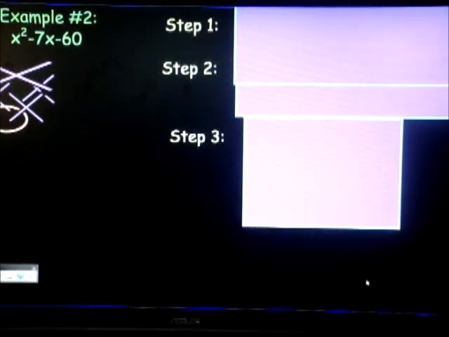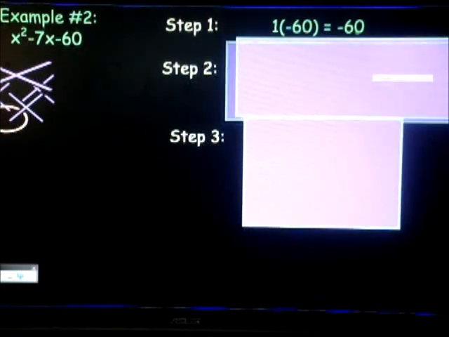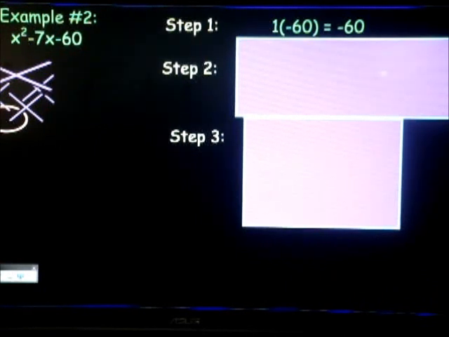Example 2. I have x squared minus 7x minus 60. Throughout these videos, if you actually want to stop and see if you can solve ahead of me, that's perfectly okay. You do whatever you think is comfortable. So for step 1, multiply AC. That hasn't changed. So A is 1, C is negative 60. I'm going to do 1 times negative 60. Now I notice that my C is negative and my B is negative. That tells me that one number has to be positive and one number has to be negative. And if B is negative, the bigger number is going to be negative as well.